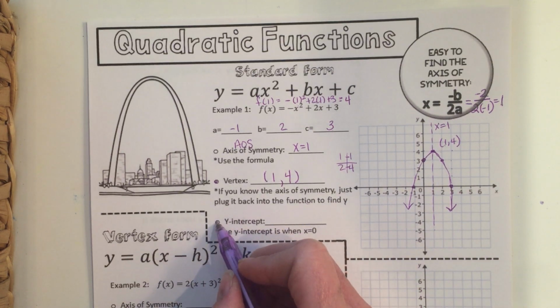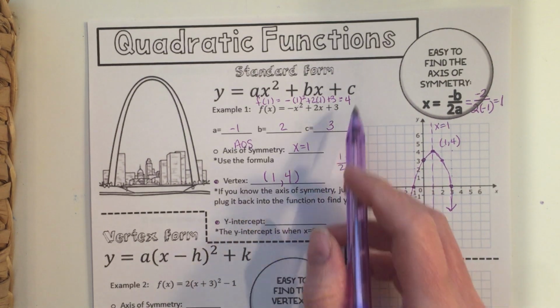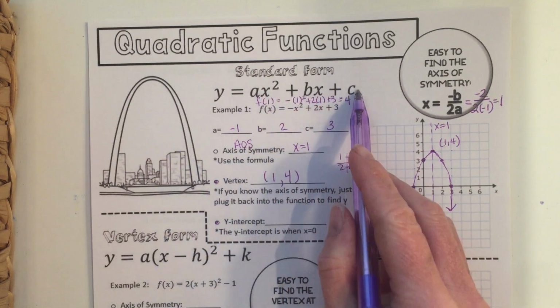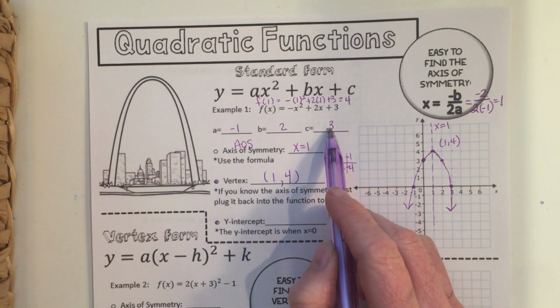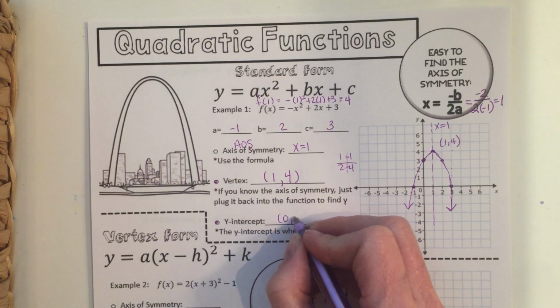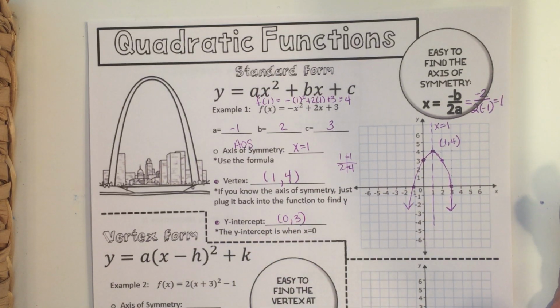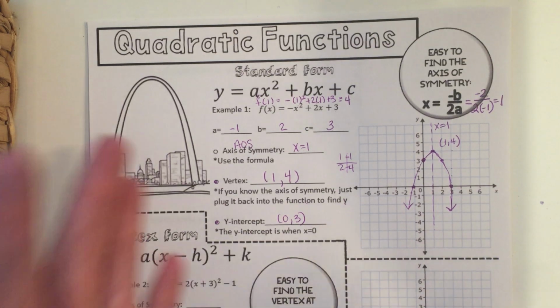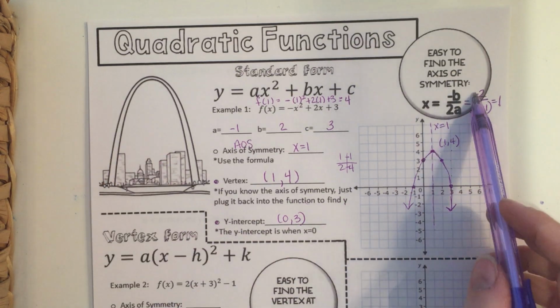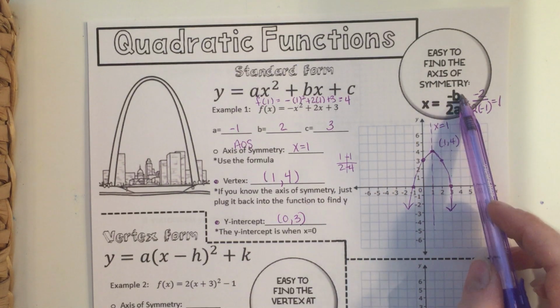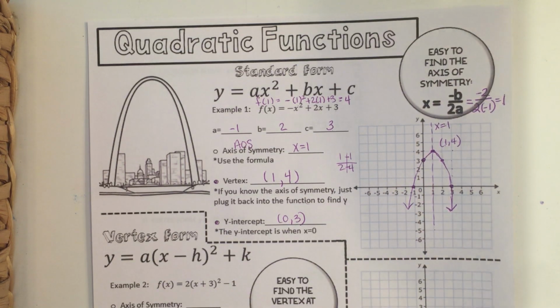The only question to answer here is my y-intercept, which I know from my form. My y-intercept was 3. So I know my y-intercept is (0, 3). I also drew through it, so I can actually see it on my graph too. So this is how you would graph the standard form. You have to use this new equation, x equals negative b over 2a.